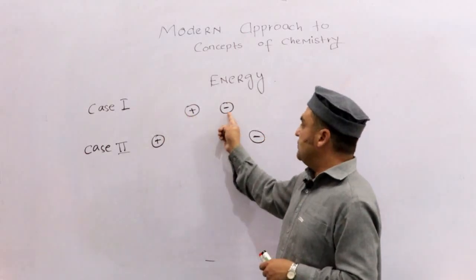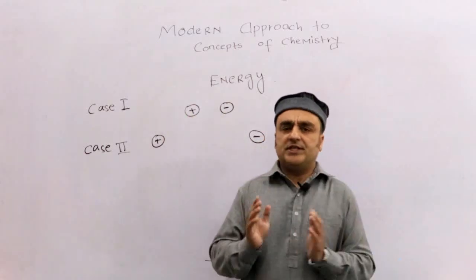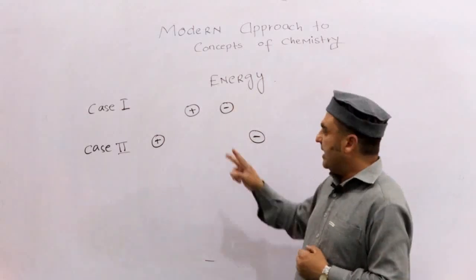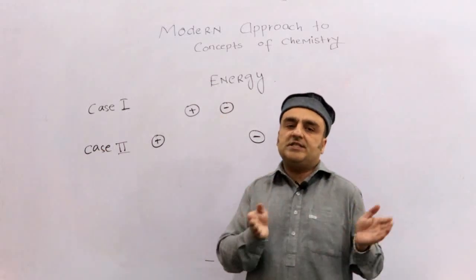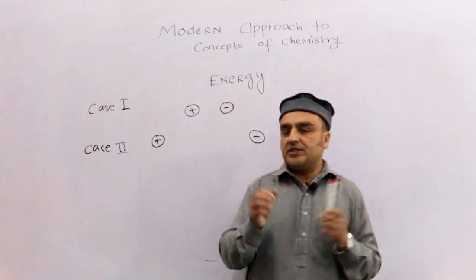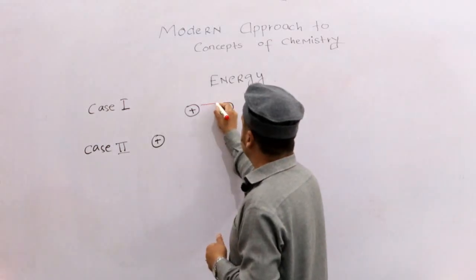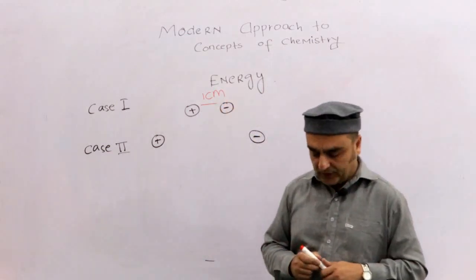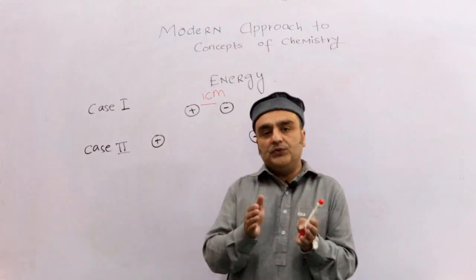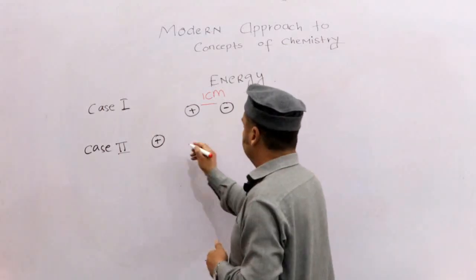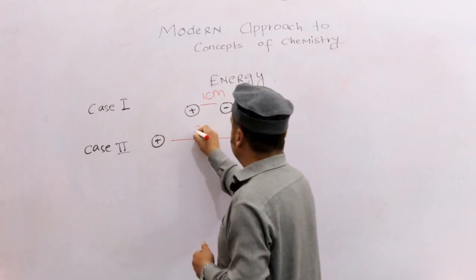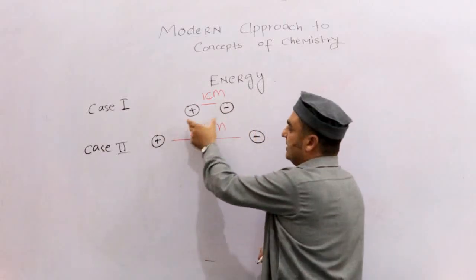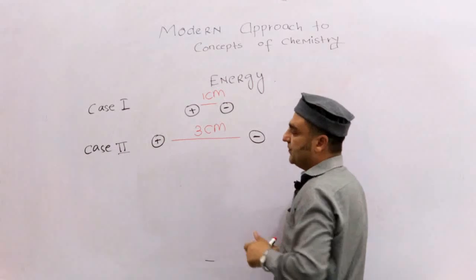Suppose we have these two charges. These are small point charges. This is a positive charge and the other one is a negative charge, and they are 1 centimeter from each other. There is a distance of 1 centimeter between them, and then you increase the distance between them to 3 centimeters. These red lines are just showing the distance. In one case they are very near to each other, in the other they are far apart.